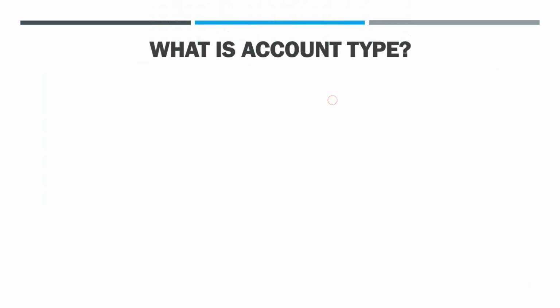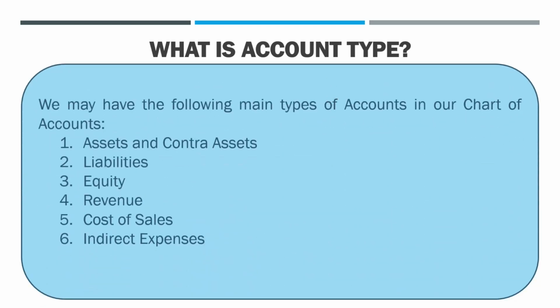The third thing we will discuss is what is account type. We may have the following main account types in our chart of account: assets and contra assets, liabilities, equity, revenue, cost of sales, and indirect expenses.